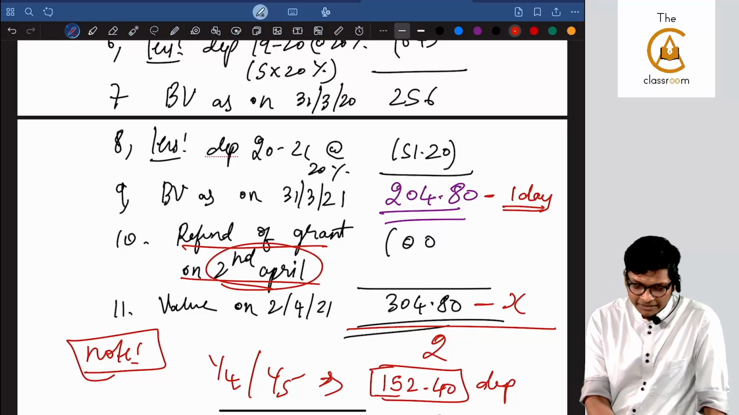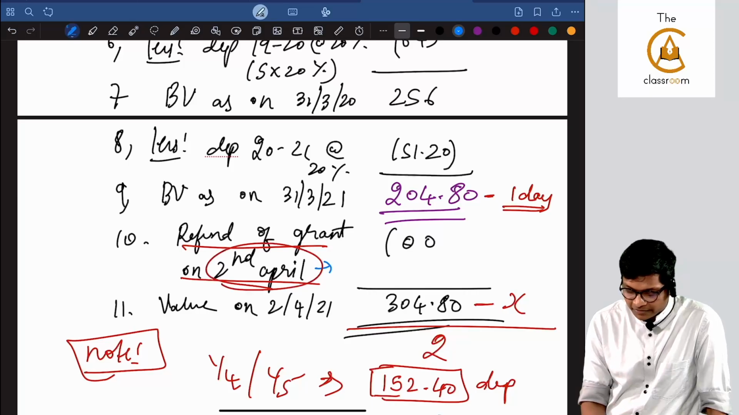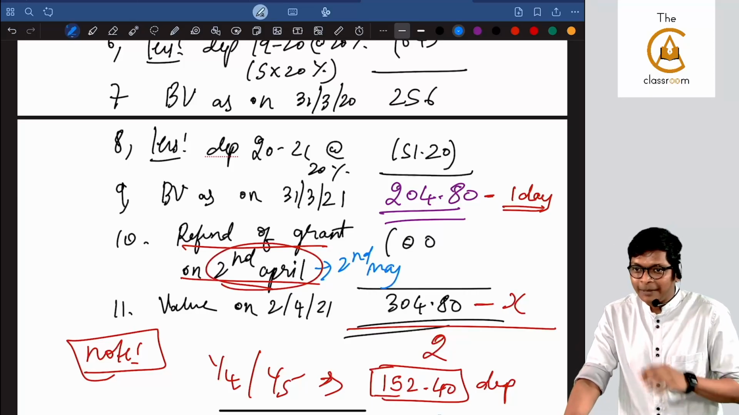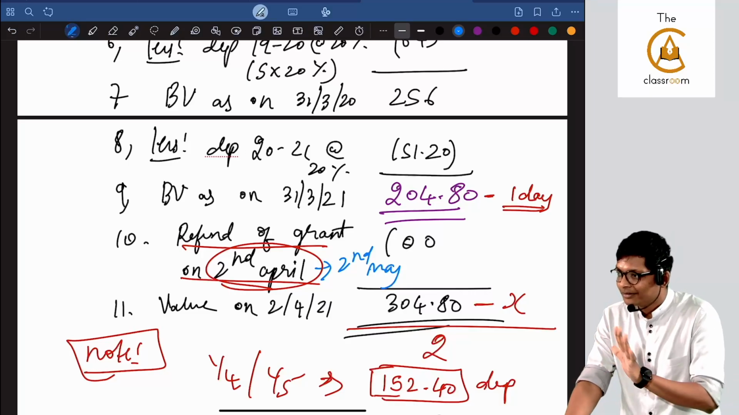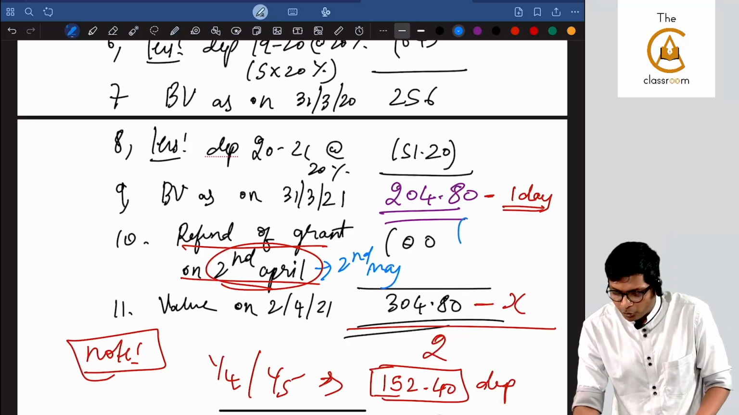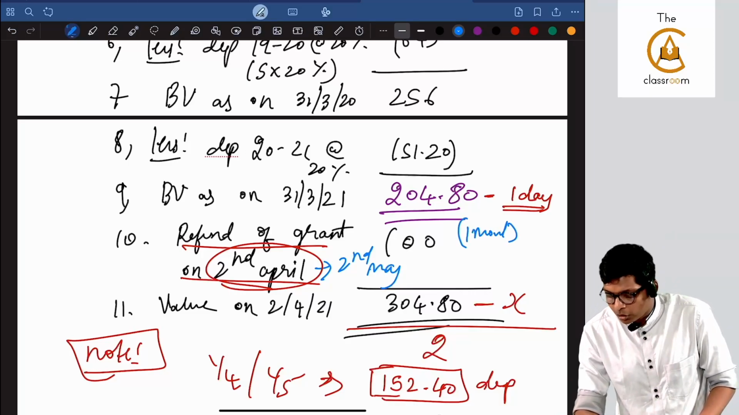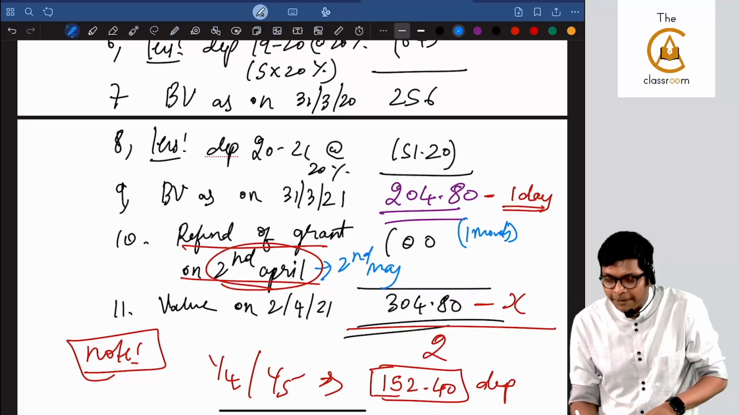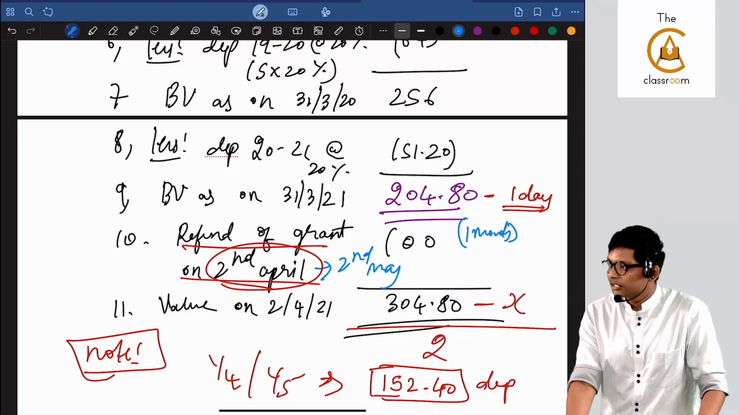Refund. Instead of 2nd April, in some questions he will give you, let's say, 2nd May. That time can you tell I'm ignoring depreciation for 1 month? No. Then that time you have to again depreciate for 1 month. So 3 years depreciation plus 1 month depreciation, add back, grant. Yes.